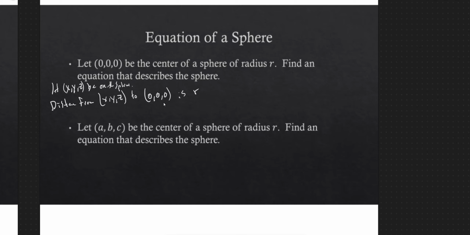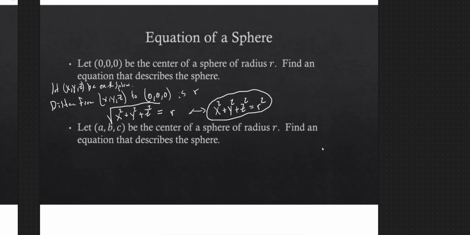So what's the distance between x, y, z and 0, 0, 0? Well, that distance looks like the square root of x minus 0 squared, so that's just x squared, plus y minus 0 squared, that's y squared, plus z squared, is equal to r. And again, we're going to square both sides and write it like this: x squared plus y squared plus z squared is equal to r squared. And so there is an equation of a sphere of any radius you want that's centered at the origin. Just pick a radius r, and that gives you a sphere centered at the origin.